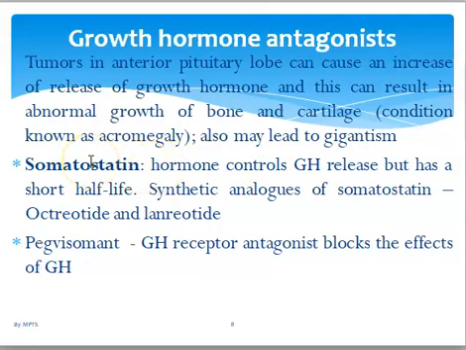Now we have the analogues. There is somatostatin, a hormone which controls growth hormone release, but has a short half-life. But we also have synthetic analogues of somatostatin: octreotide and lanreotide. We have pegvisomant. This one acts on the growth hormone receptor. It blocks the effects of these receptors. So all these ones can be used.